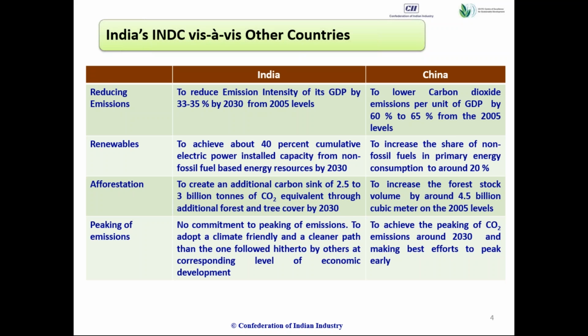Peaking of emissions means that by 2030, China's emissions will increase in absolute numbers. However, per unit of GDP, they will come down. And after 2030, when they achieve peaking of emissions, their emissions in absolute terms will start coming down. So in other words, India is committing to a reduction of emission intensity per unit of GDP, but in absolute numbers, India's emissions will increase. And China's emissions will also increase in absolute numbers. However, after 2030, their emissions will start coming down.